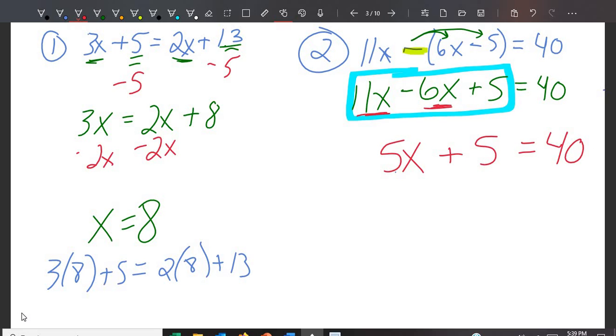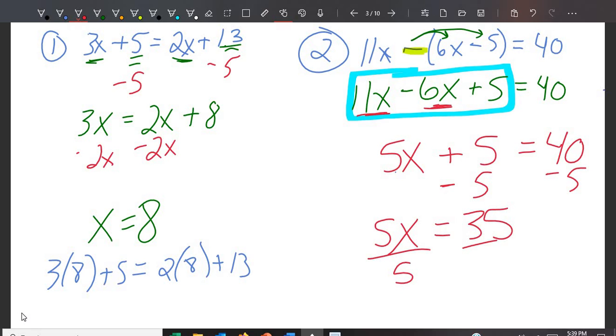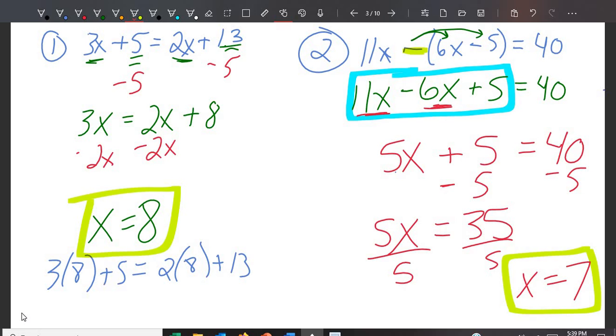Now we can actually start the solving process. I'm going to move the 5 over by subtracting it from both sides. I'm left with 5x equals 35. Then we divide by 5, so x turns out to be positive 7. Alright, we'll highlight that. Positive 7 is the answer.